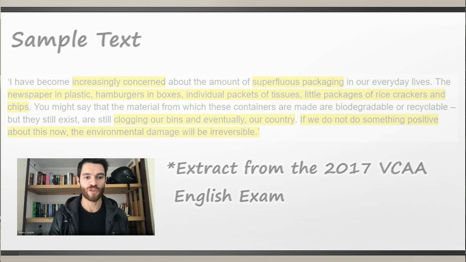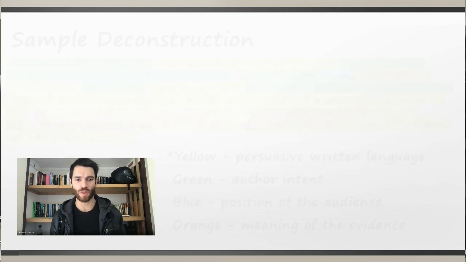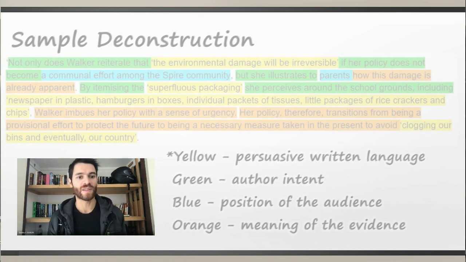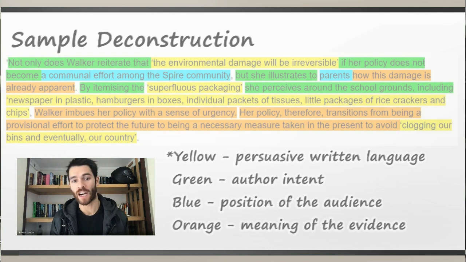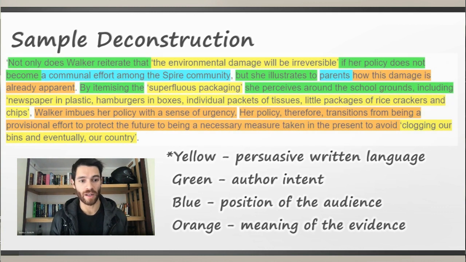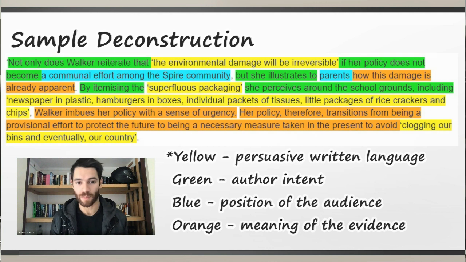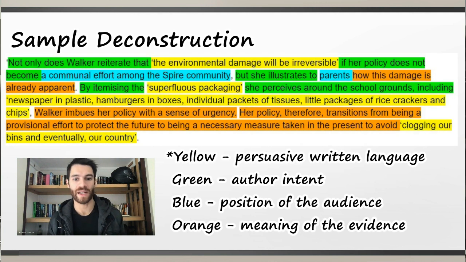So a piece of more sustained analysis to support this would be, not only does Walker reiterate that the environmental damage will be irreversible if her policy does not become a communal effort among the Spire community, but she illustrates to parents how this damage is already apparent. By itemizing the superfluous packaging she perceives around the school grounds, including newspaper and plastic, hamburgers and boxes, individual packets of tissues, little packages of rice crackers and chips, Walker imbues her policy with a sense of urgency.